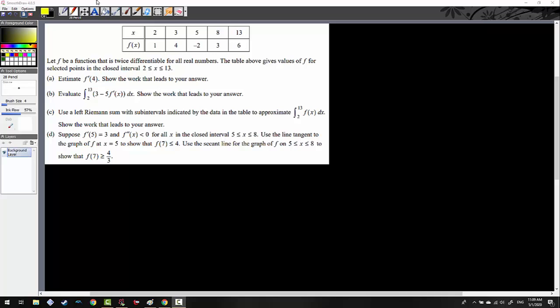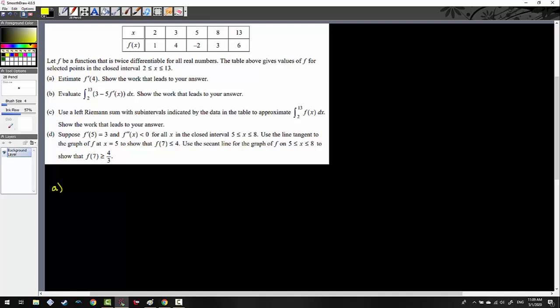In today's episode, we will be discussing the 2009 Calculus BC FRQ number 5, which also made a cameo appearance on the Calculus AB test of the exact same year. The problem reads, let f be a function that is twice differentiable for all real numbers. The table above gives values for f for selected points on the closed interval 2 to 13. It's a typical table problem. We will handle it accordingly, except for part D. That gets a little bit weird, but we will handle that guy appropriately.